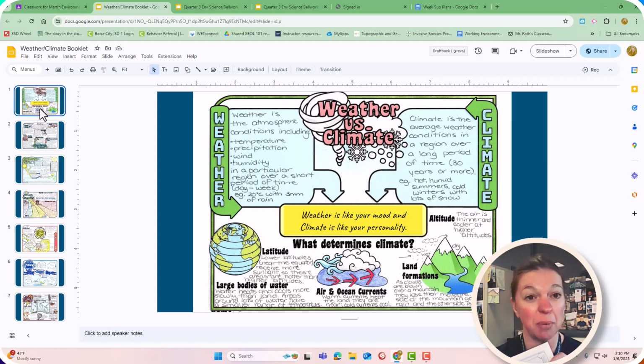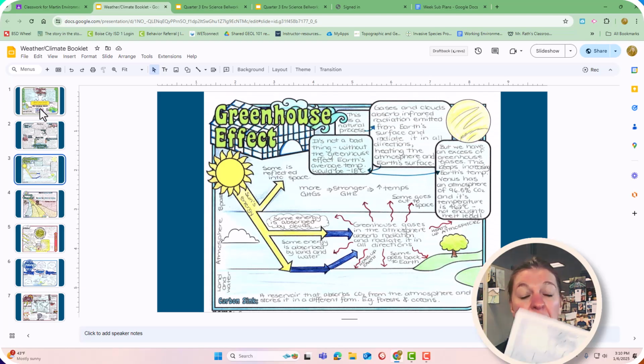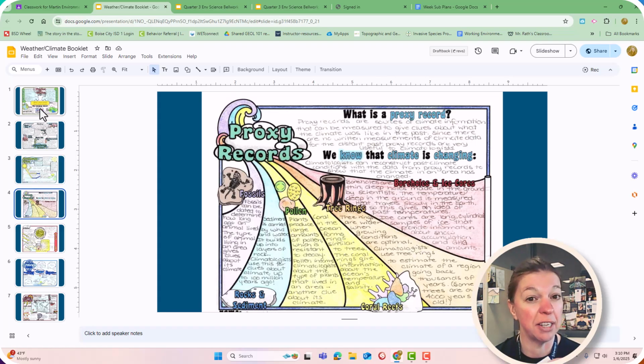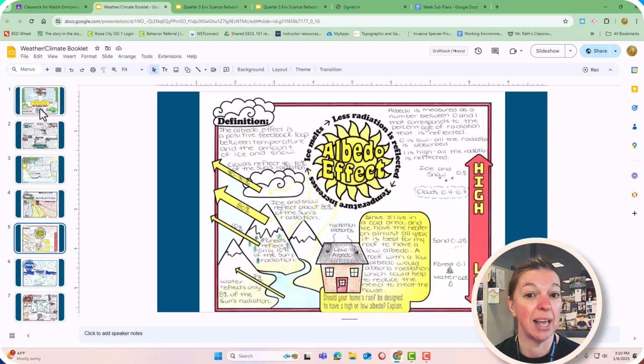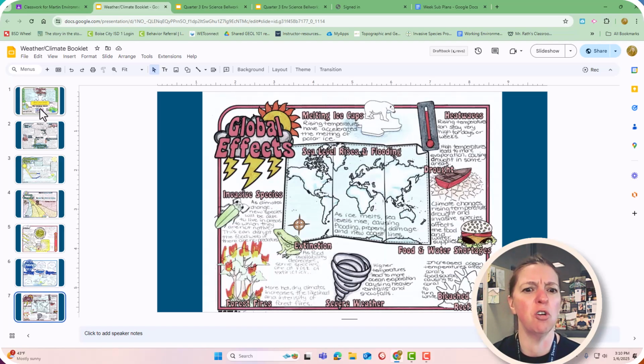These are the answers to some of those bell work questions. What are greenhouse gases? What is the definition of greenhouse gas? What is the greenhouse effect? What are proxy records, which we're going to go into more detail on later? What is the albedo effect? What are positive and negative feedback loops that have to do with climate and weather? And then, what are the overall global effects of climate change? All of these things we're going to be talking about in more detail.